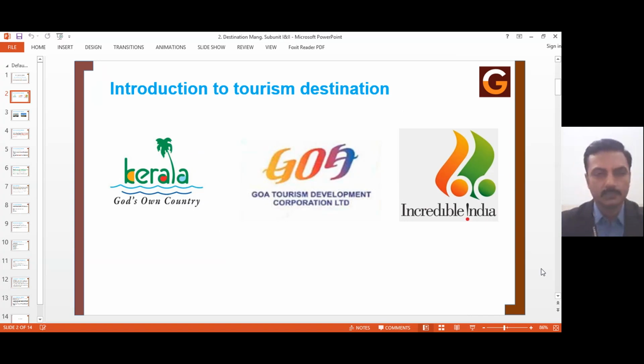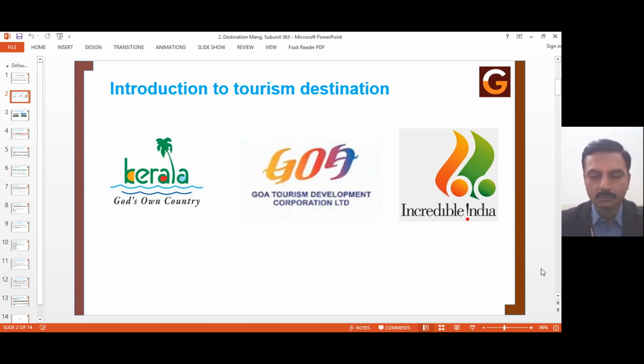When we see these pictures, you will easily understand that the first picture depicts the entire Kerala as a tourism destination, right? The second picture says that the entire state of Goa is a tourism destination. Whereas the third picture, which is given by the Ministry of Tourism, is the Incredible India campaign. During this campaign, the logo was launched.